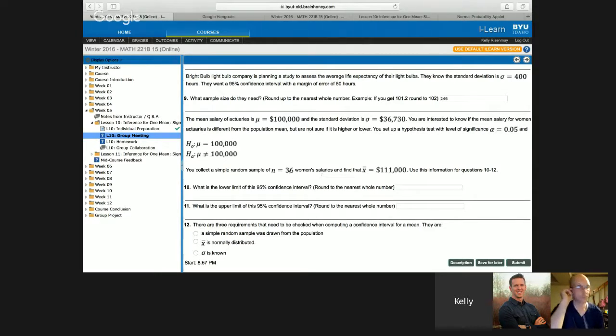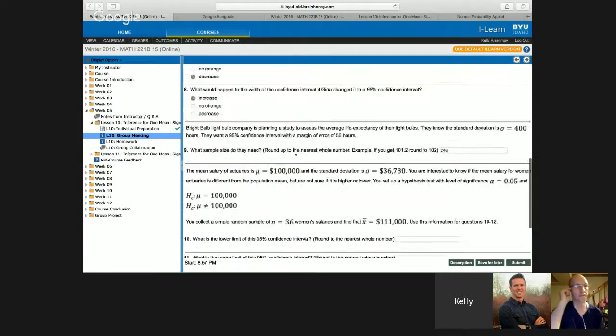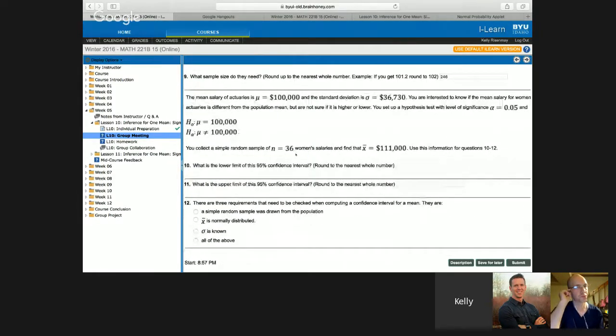Okay, number 10. I think it's my turn. The mean salary of actuaries is 100,000. The deviation is 36,730. You are interested to know if the mean salary for women actuaries is different from the population mean, but are not sure if it's higher or lower. You set up a hypothesis test with level of significance 0.05. You collect a simple random sample of 36 women's salaries and find that your sample mean is 111,000. Use this information for 10 through 12. What is the lower limit of the 95% confidence interval? Oh boy, that's going to be hard. A lot of math.